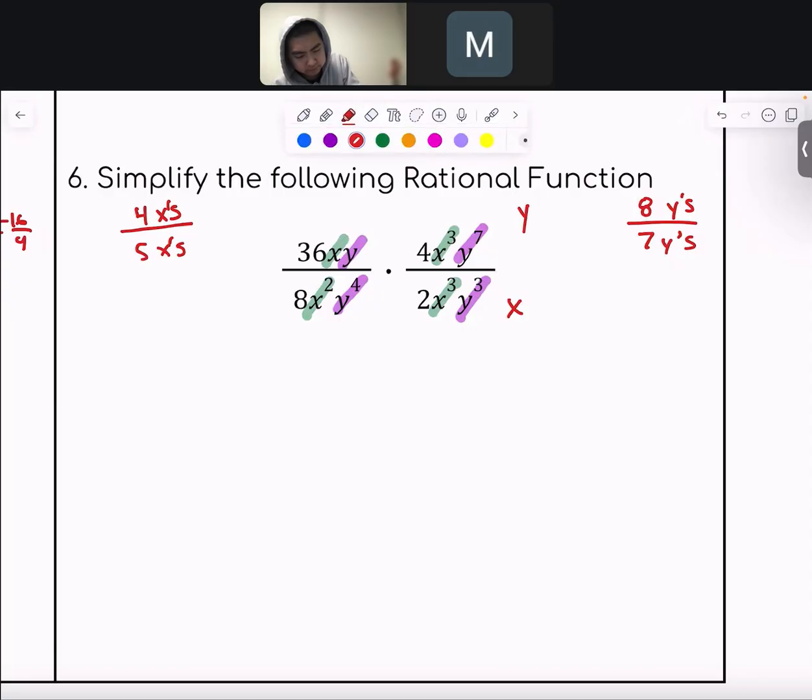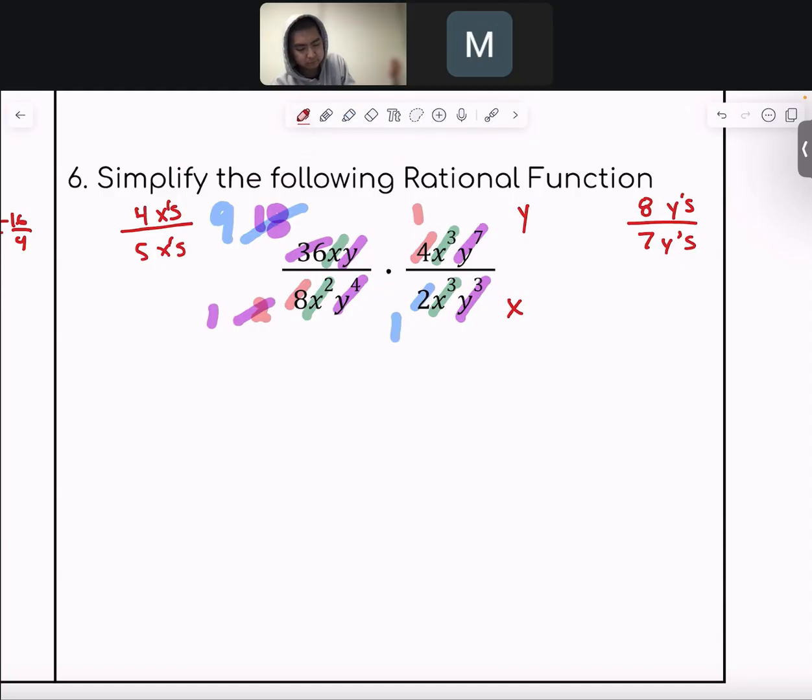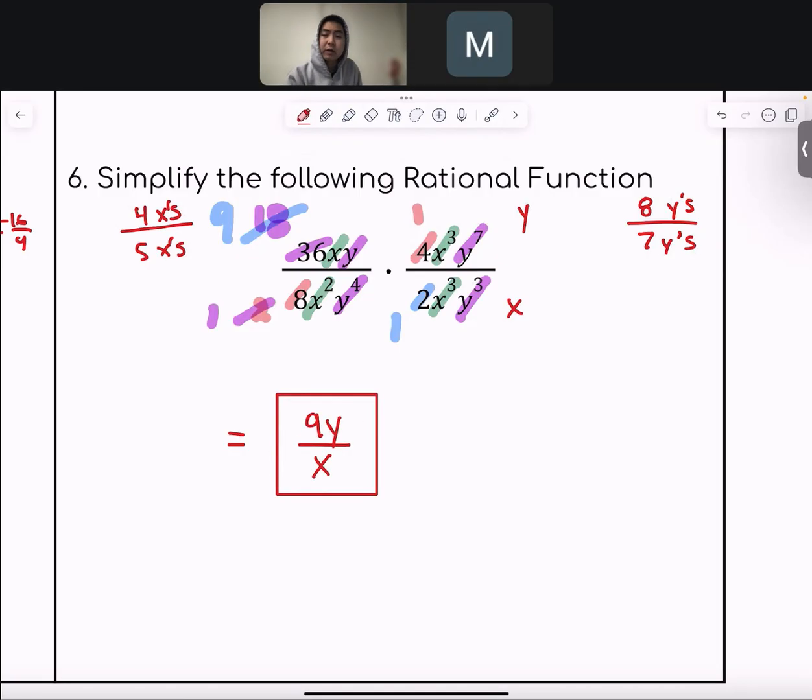I could definitely cancel this 4 and this 8. 4 divided by 4 is 1. 8 divided by 4 is 2. I could cancel this 2 with this 36 to make that 18 and 1. And lastly, I could cancel this 2 with this 18 to make that 9. So our final answer is going to be 9y over x. 9y over x.